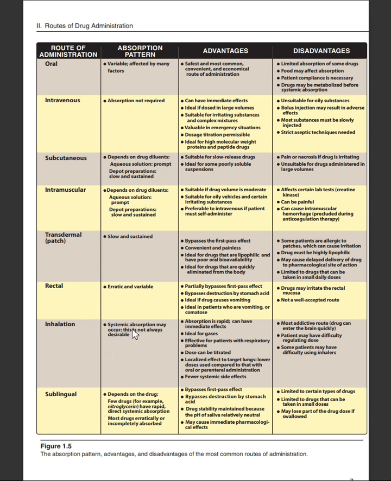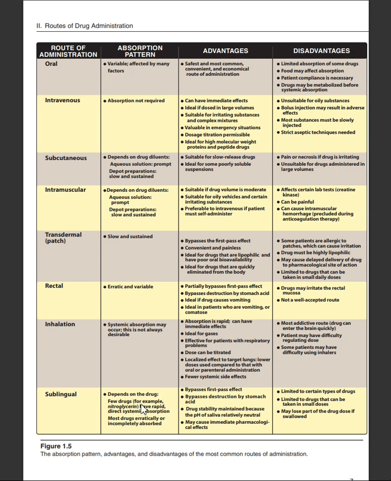Then you have inhalation, where systemic absorption may also occur. This is not desirable. Absorption is rapid and can have immediate effects, ideal for gases. Effective for patients with respiratory problems. Dose can be titrated. Localized effect to the target lungs, with lower doses usually compared to oral and parenteral administration. Fewer systemic side effects are seen. Most addictive route, as drug can enter the brain quickly. Patient may have difficulty in regulating dose, and some patients have difficulty using inhalers, such as senior citizens.